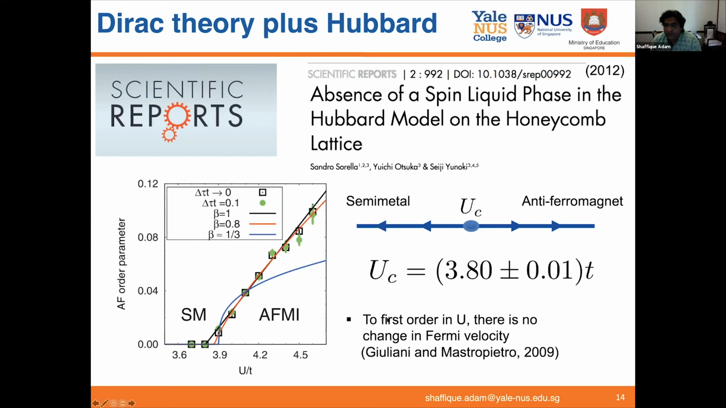There's other work showing that in perturbation theory in U, one of the techniques we have being many-body perturbation theory, there is no change in the Fermi velocity to first order in U. So that was another known result. The idea is that it is a non-perturbative metal to insulator transition induced by the Hubbard U.